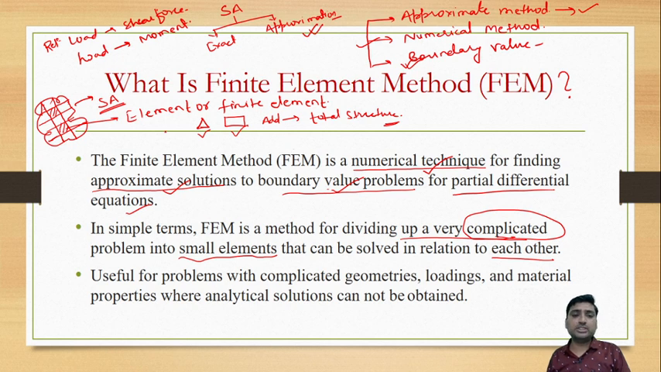This process is called discretization of the structure. Discretization means breaking down the complete structure, the total structure, into small elements.